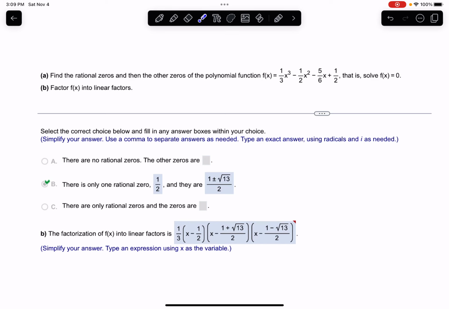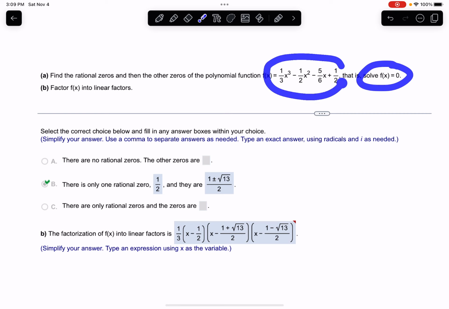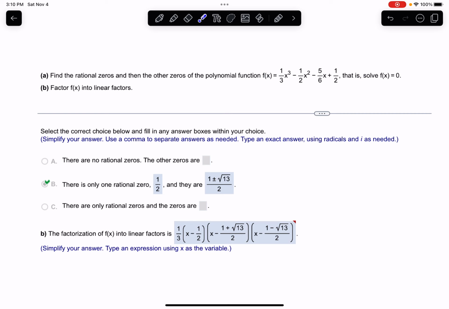Okay, so for this function that we're given, f of x, right here, we're supposed to solve where f of x equals 0. That basically means find the zeros of this polynomial. Find out where the graph of this crosses the x-axis. That's all the same question, okay?